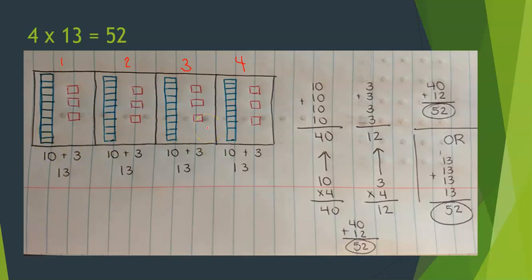So I could solve this problem in many ways. I could go ahead and say 10 plus 3 equals 13, add my 13 4 times, and come up with the answer 52.